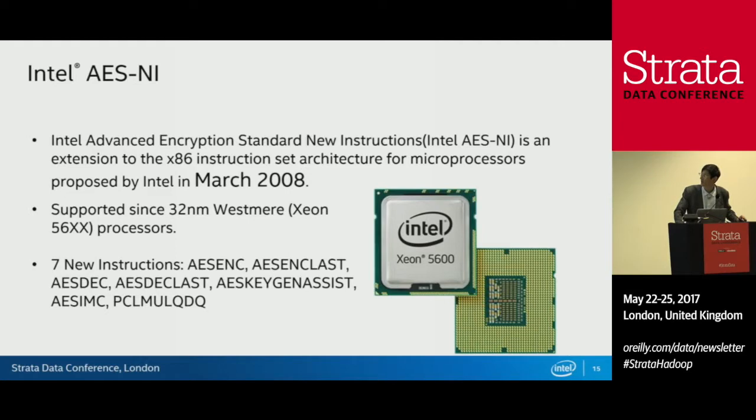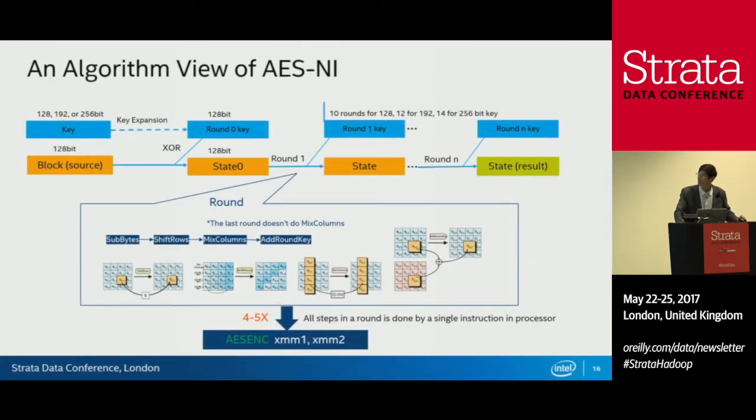Most of the Xeon servers in our data center should already support this instruction set. It has 7 new instructions. These instructions act in the Xeon processors, and can provide high performance AES encryption. To help you understand how AES-NI works, let's have a simple view of the AES algorithm.